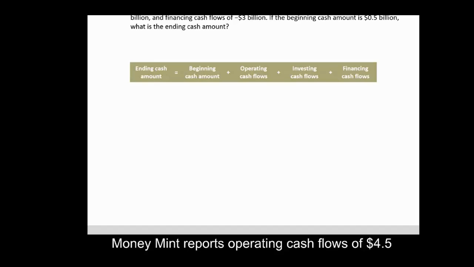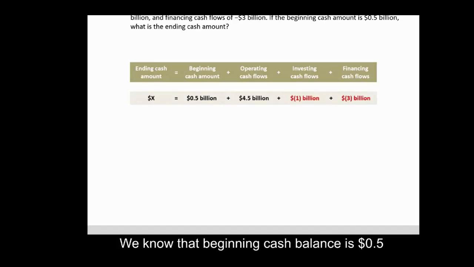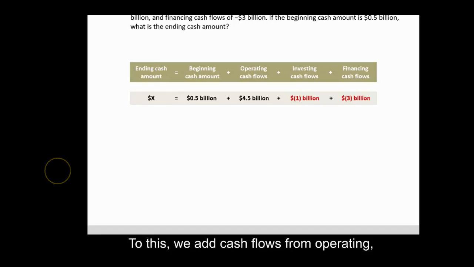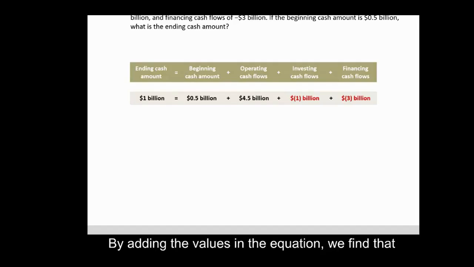Money Mint reports operating cash flows of $4.5 billion, investing cash flows of minus $1 billion, and financing cash flows of minus $3 billion. We know that beginning cash balance is $0.5 billion. To this, we add cash flows from operating, investing, and financing activities to calculate the ending cash balance. By adding the values in the equation, we find that the ending balance of cash is $1 billion.